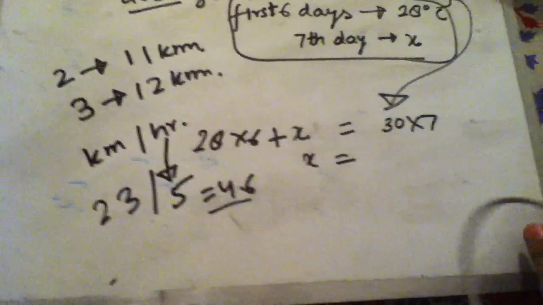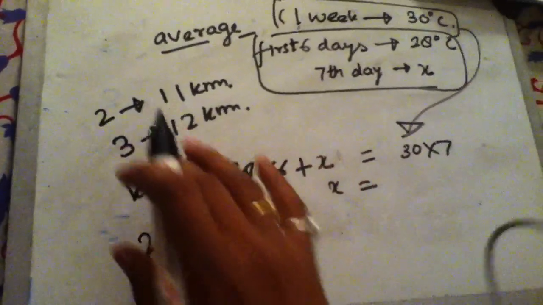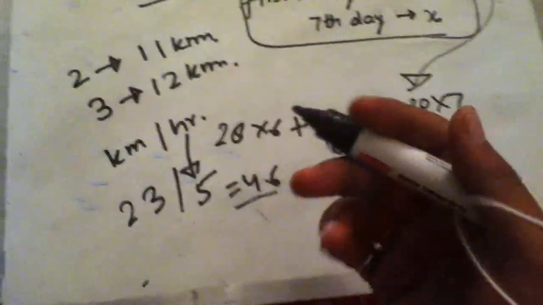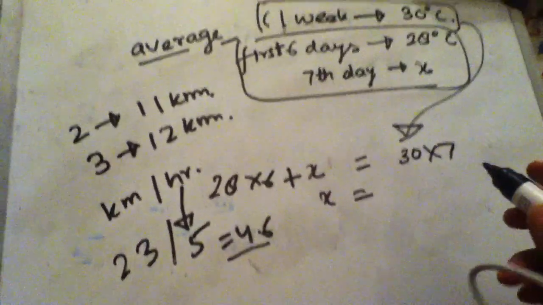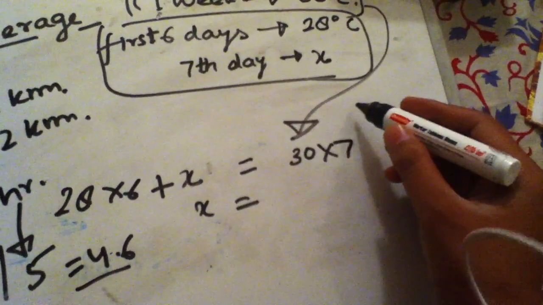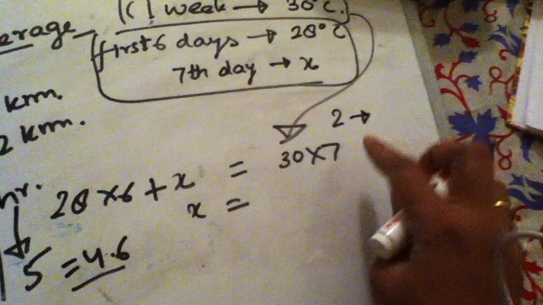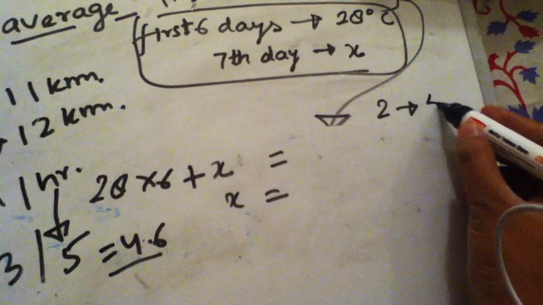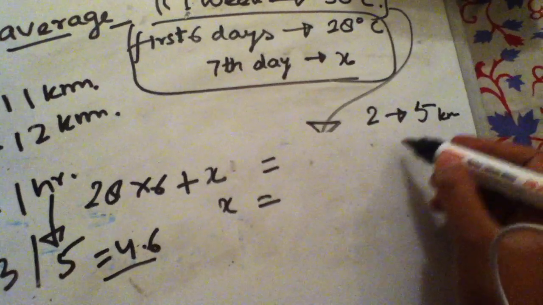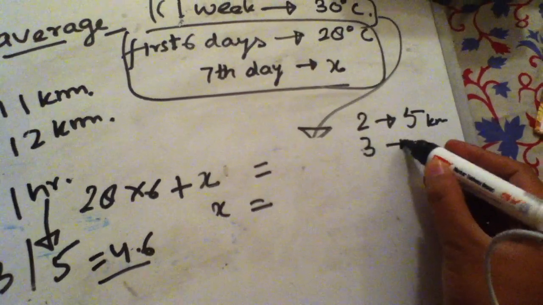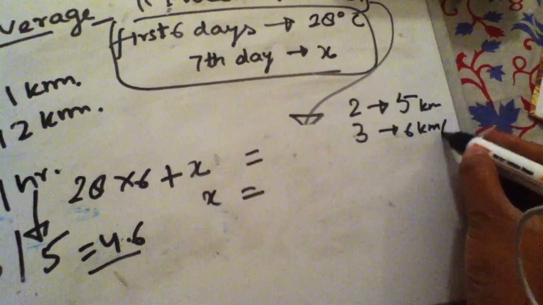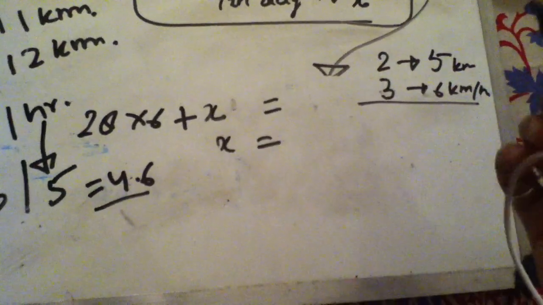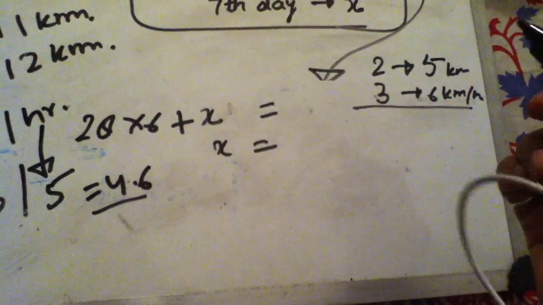Okay, so this is the kind of problem that you can get. Now we can complicate this problem a little bit more. Suppose for the first 2 hours your average speed is 5 km per hour. For the next 3 hours your average speed is 6 km per hour. So what is the average speed during the 5 hours of your journey?